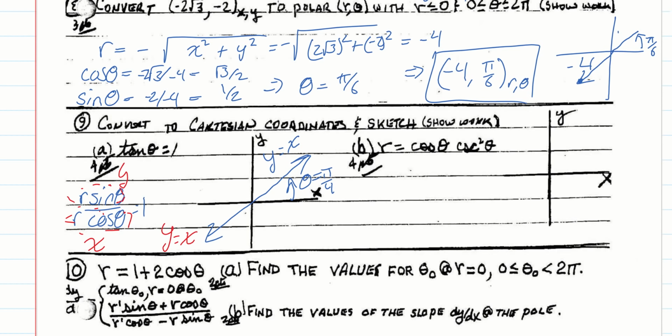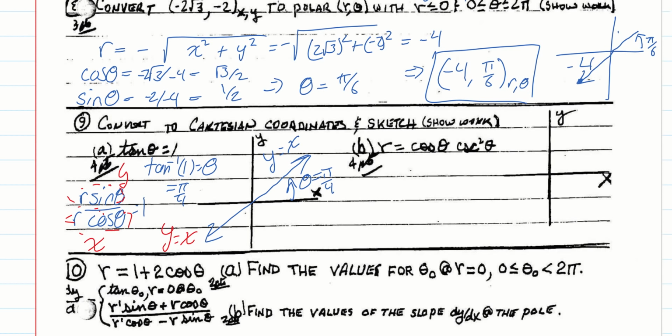So that kind of makes sense. If you find tangent inverse of 1 equals theta, it would equal pi over 4. So that makes sense. So the next one is a little bit more work, but not too bad.